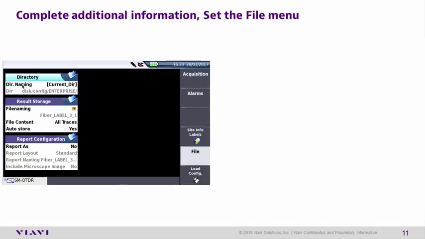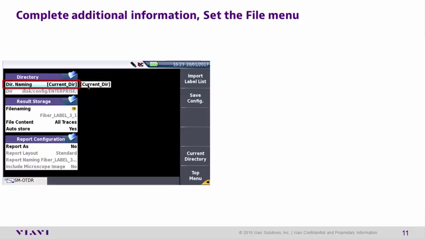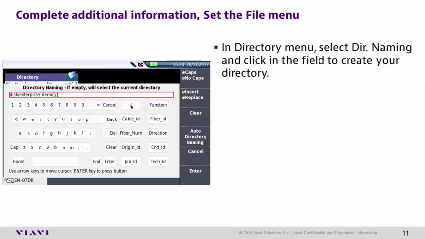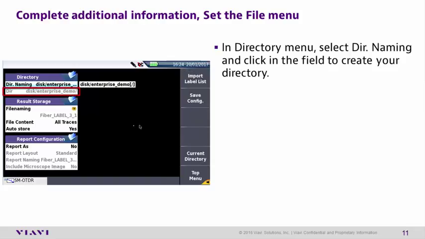From here, you can set up the file directory where your test results will be saved. Tap Directory Naming. Type in the name of the directory you want to use. The current directory will be displayed here. In the Results and Storage section, you can change the file naming options as well as set the default for what information will be saved. Additionally, you can set up auto-saving, which will automatically save results for all of your traces.